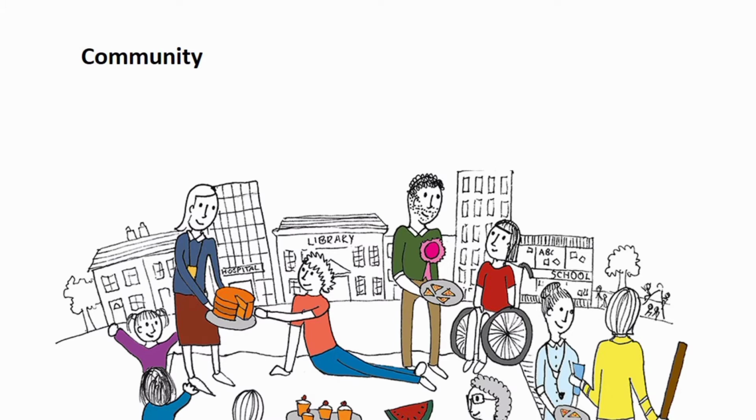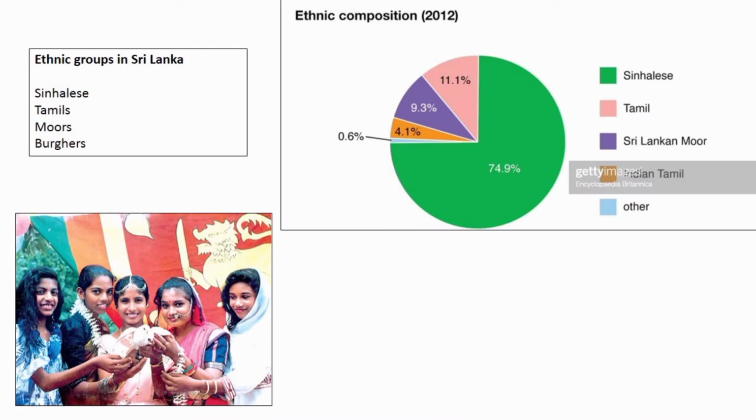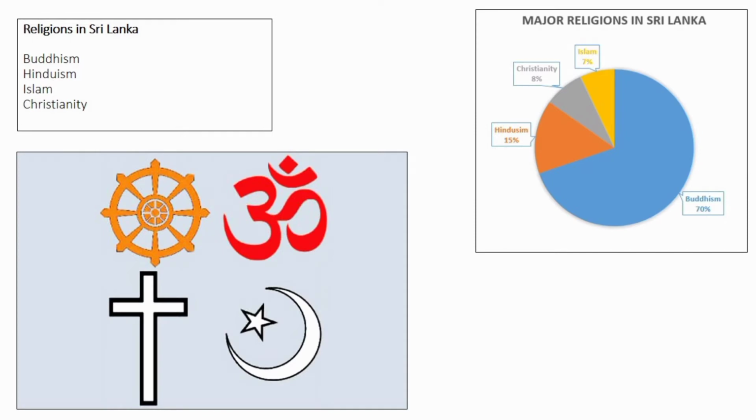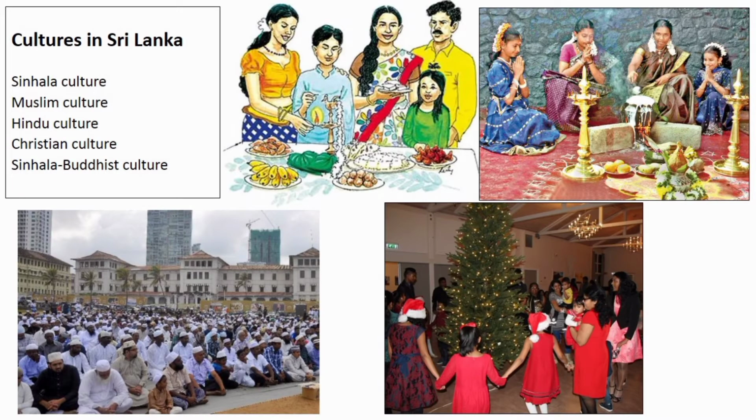Social community of Sri Lanka consists of different ethnic groups such as Sinhalese, Tamils, Moors, Burghers, different people who follow various religions such as Buddhism, Hinduism, Islam, and Christianity, and different cultures like Sinhala culture, Muslim culture, Hindu culture, Christian culture, and Sinhala Buddhist culture. So we can say that Sri Lanka is a multiracial, multireligious, and multicultural country.